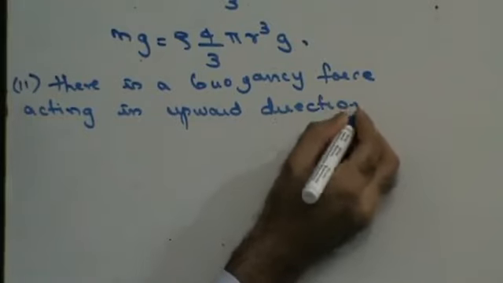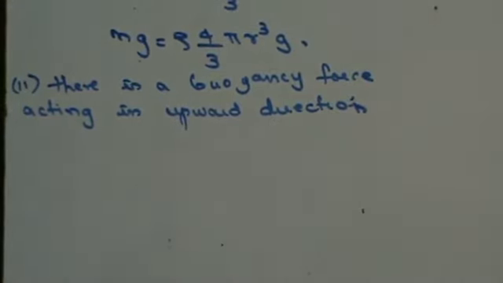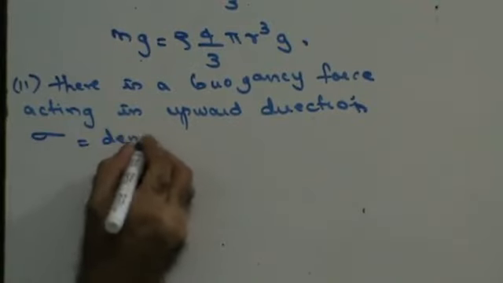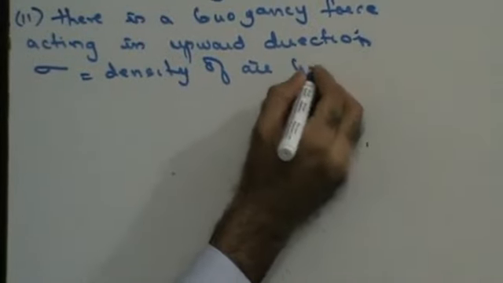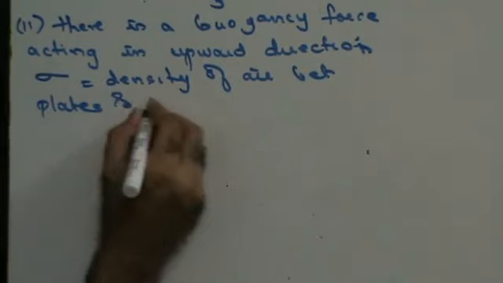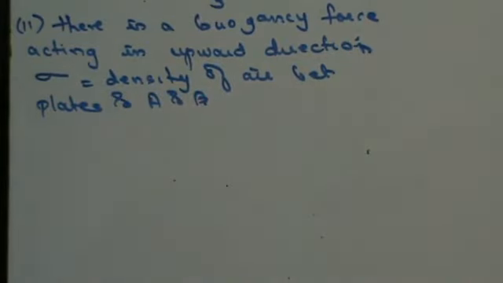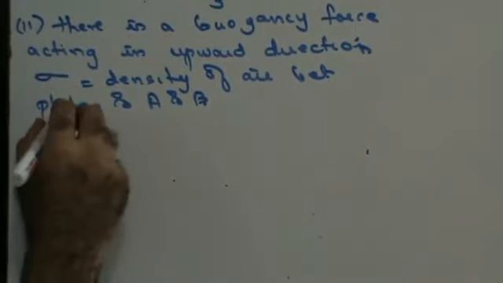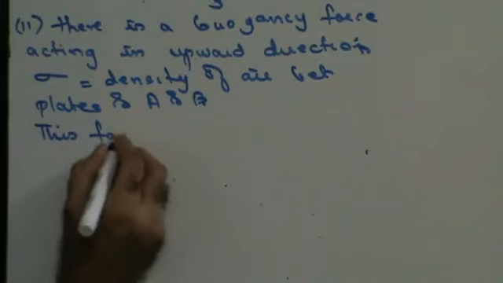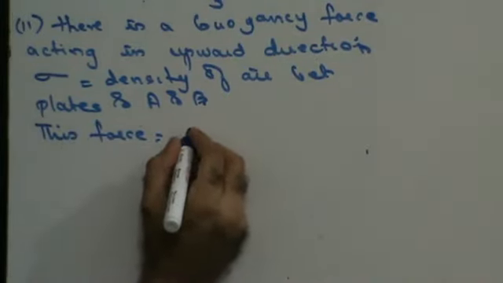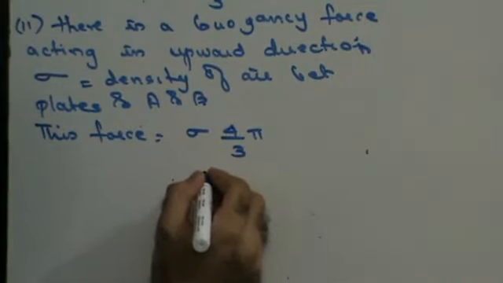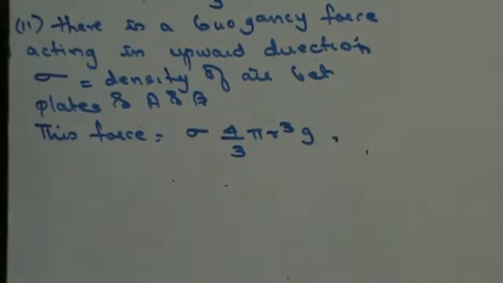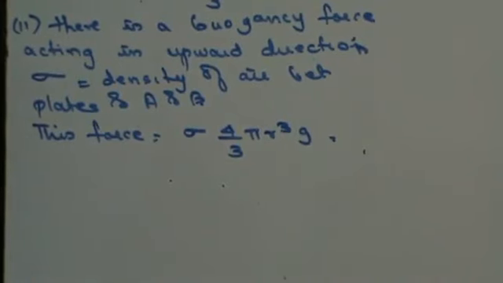Now which is this force? Let us assume that sigma is the density of air between plates A and B. Then the buoyancy force will be nothing but mg, but here the density will not be rho but sigma. So this buoyancy force will be equal to sigma 4 by 3 pi r cube g. Now one is the downward force which is because of the weight, and you have a reaction force which is in upward direction.